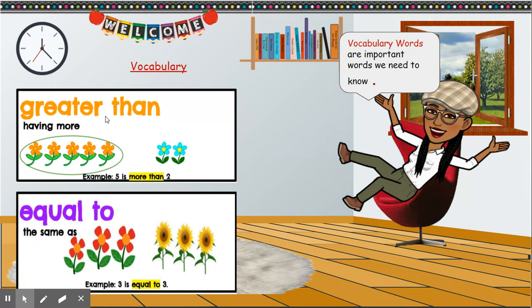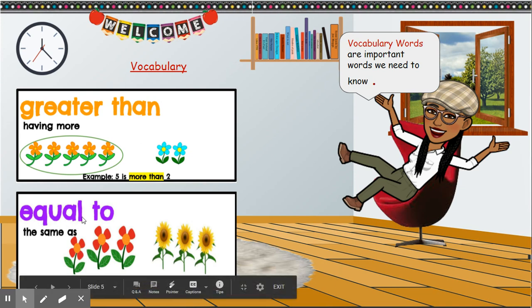So these are the two comparative language phrases that we're going to be using today. The first one is greater than, and that means having more. And if you look at the picture at the bottom, they circled the set of objects that has more, okay? Because that represents greater than. And then if you look here, we have equal to, and that means the same. And you can notice that the red flowers and the yellow flowers are the same.